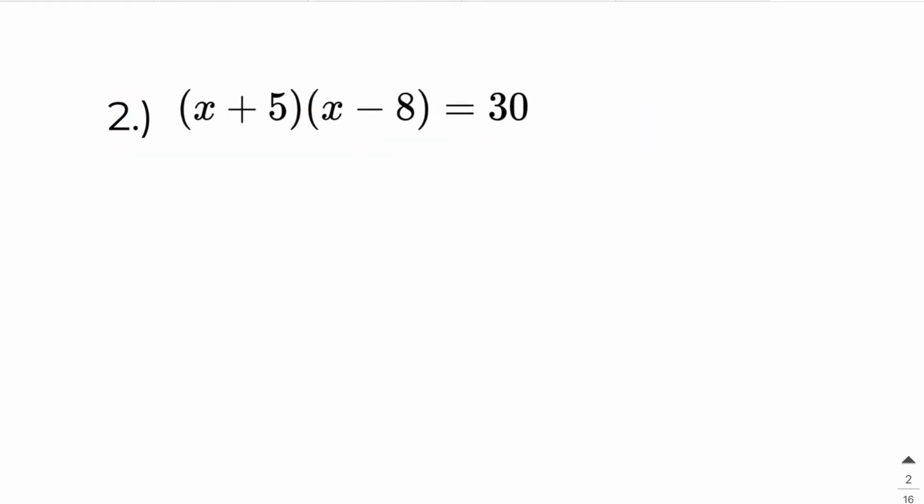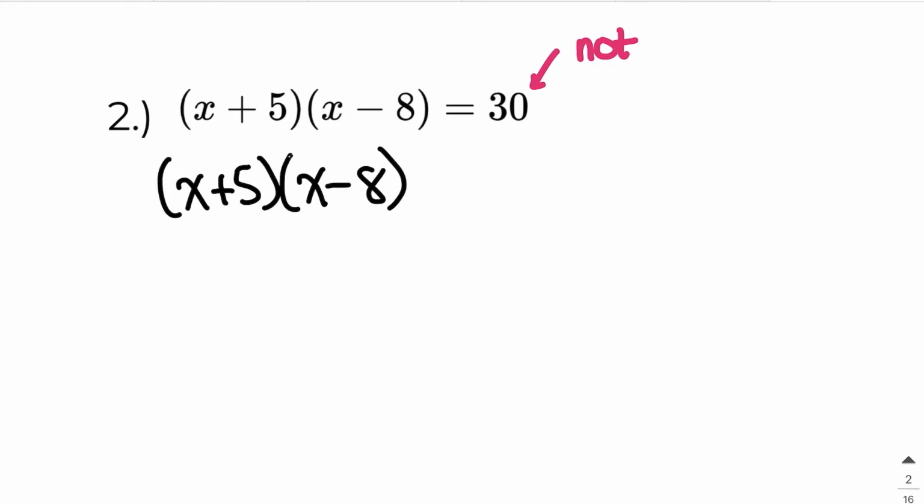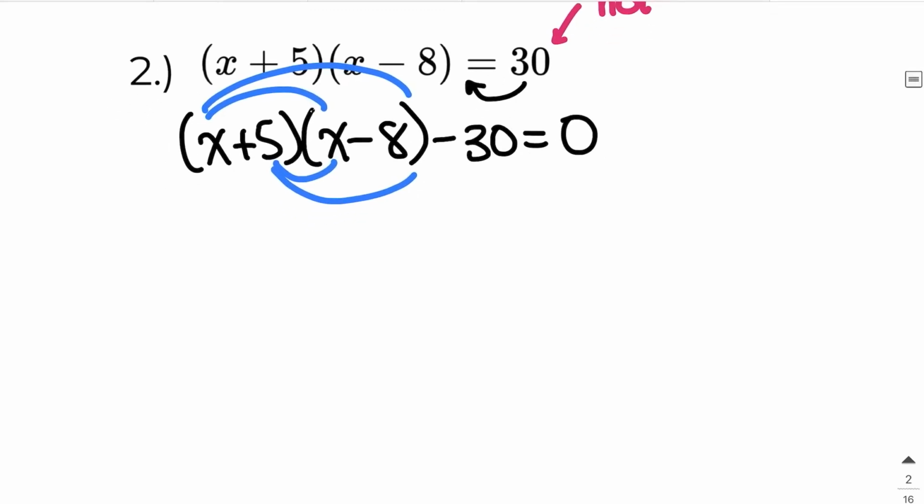We have to have 0 on the end. So I do want you to write down right here that this is not 0. So we cannot set each factor equal to whatever number we have here. To get this 30 out of here, I need to subtract this 30, right? So I would have x plus 5 multiplied by x minus 8, and then I would subtract the 30 from the other side, and now I have 0. But I have to expand this and simplify before I can actually move forward.